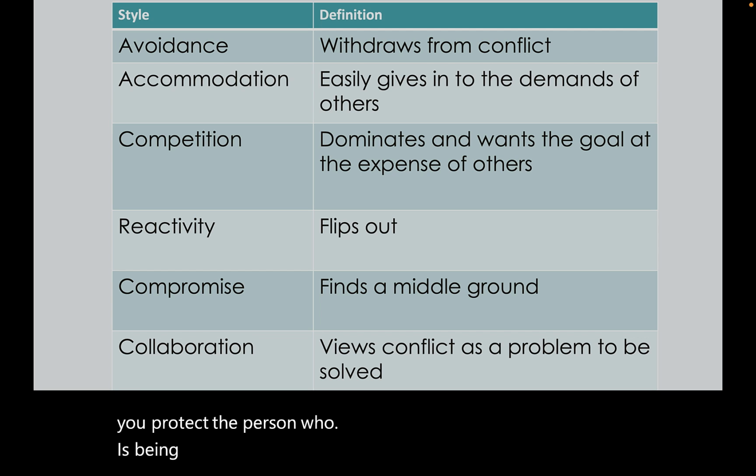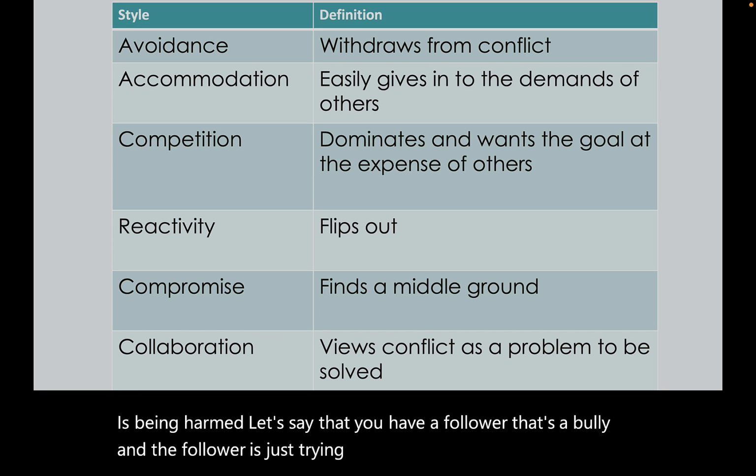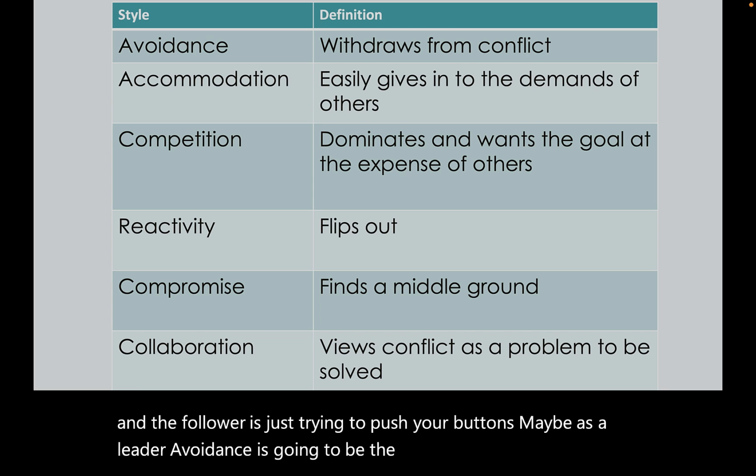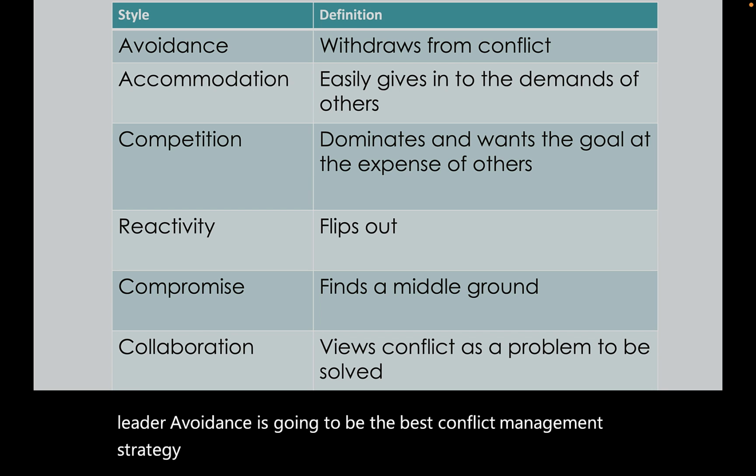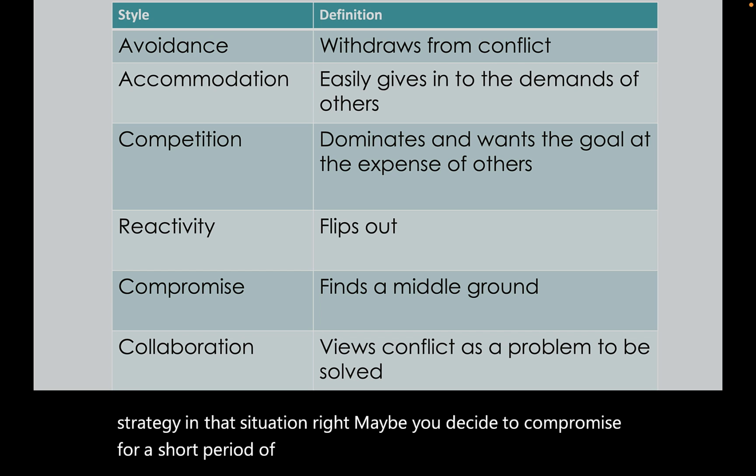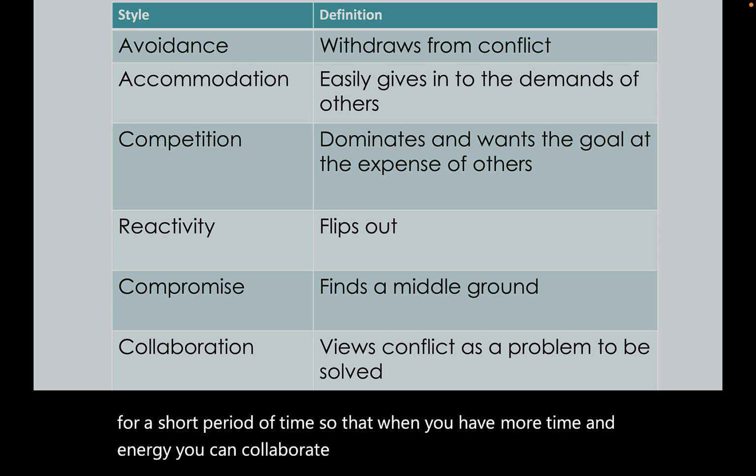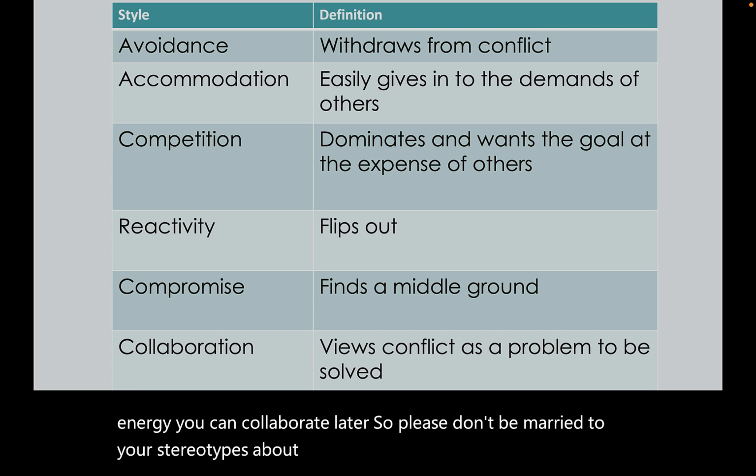Let's say that you have a follower that's a bully and the follower is just trying to push your buttons. Maybe as a leader, avoidance is going to be the best conflict management strategy in that situation, right? Maybe you decide to compromise for a short period of time so that when you have more time and energy, you can collaborate later. So please don't be married to your stereotypes about which conflict management style is best.